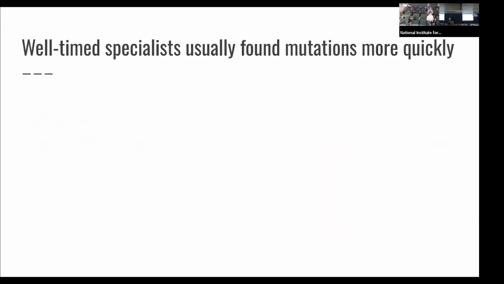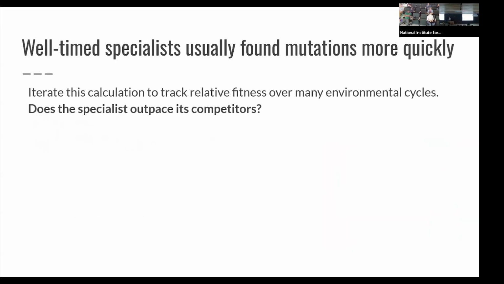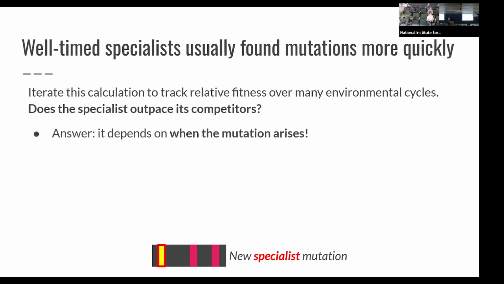And so basically, all we have to do here is take this sort of recursive process and use it to track the rate at which you found beneficial mutations over many different environmental cycles and founding steps. And the basic question we're asking is, does the specialist tend to outpace its competitors? And for the moment, I'm talking about a periodic environment. So it looks like in that case, it depends on when the mutation arises.